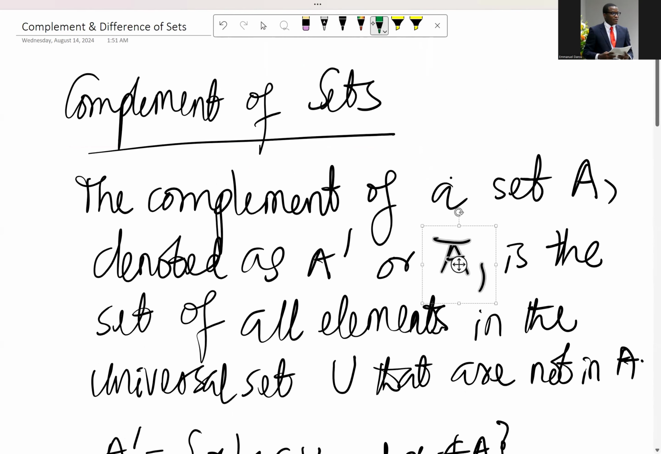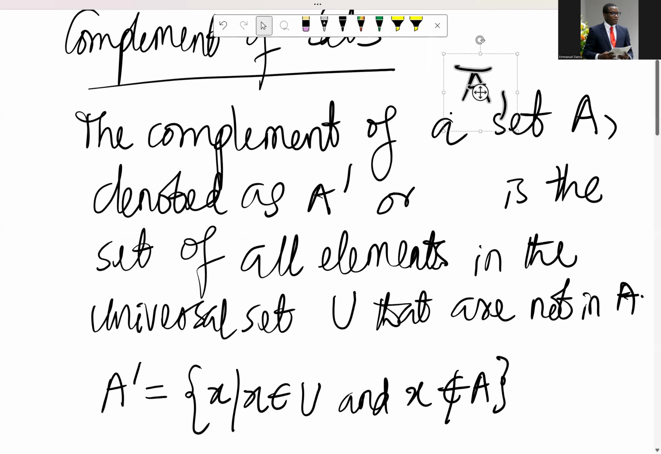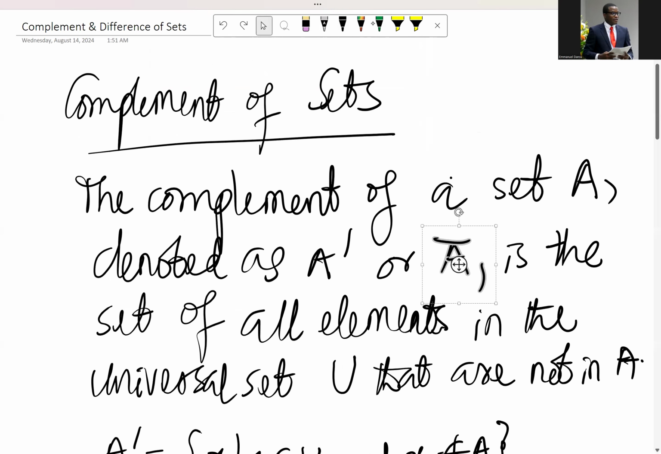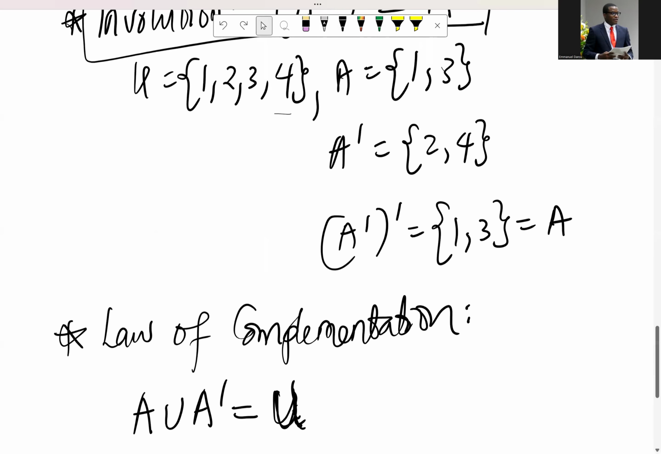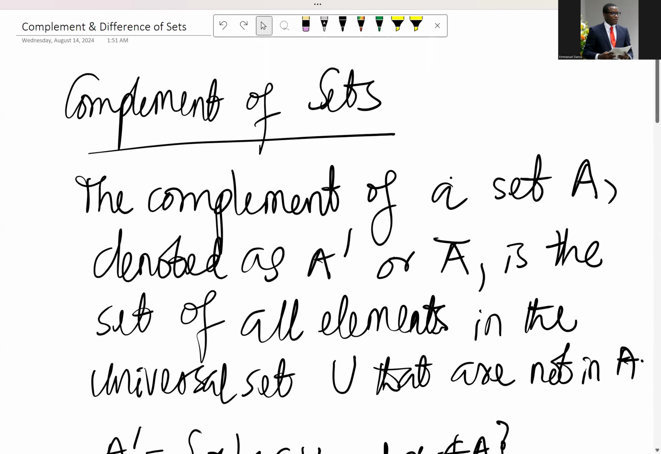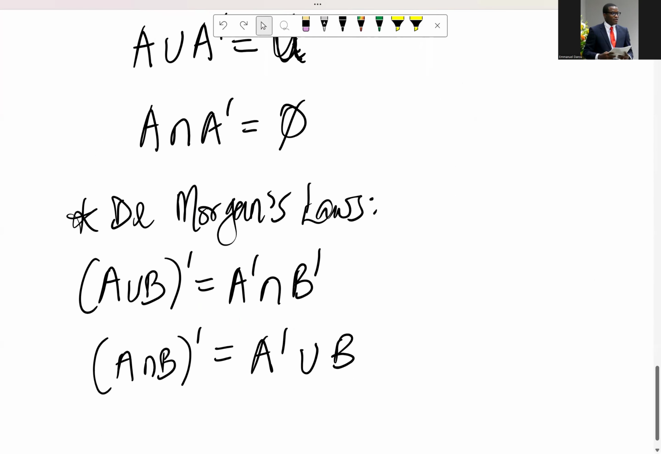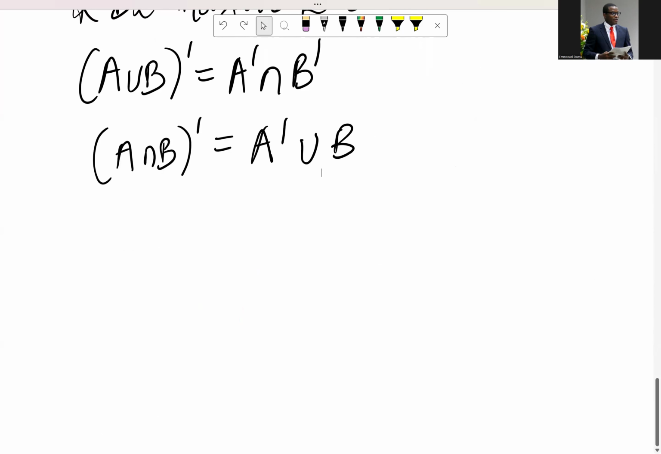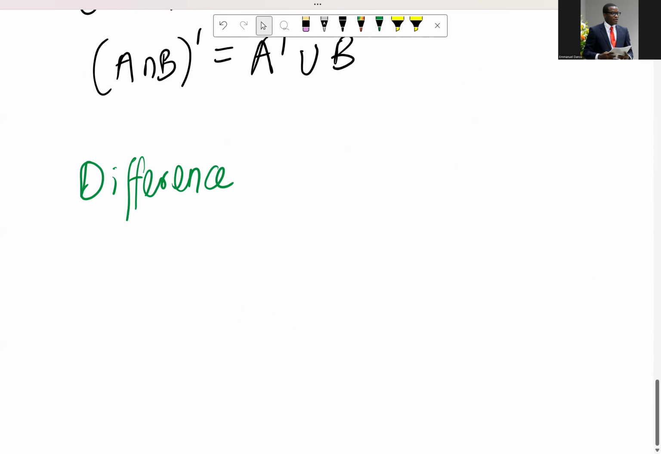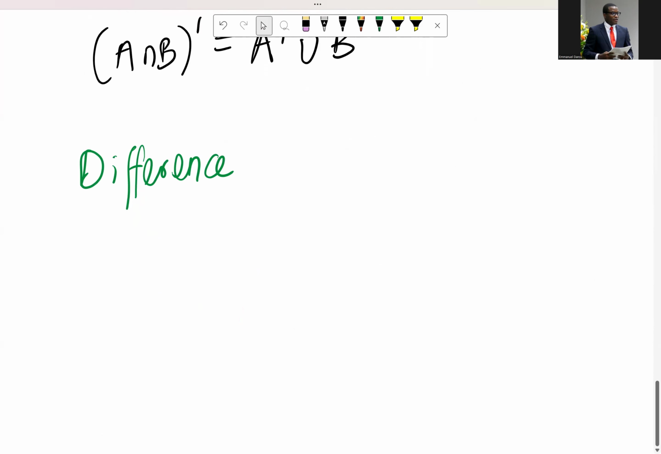Now, let's talk about differences of sets. Differences look a bit like complementation, but not exactly the same. Of course, it involves striking off something from one set to get what is left in the other. So let's see how that works.